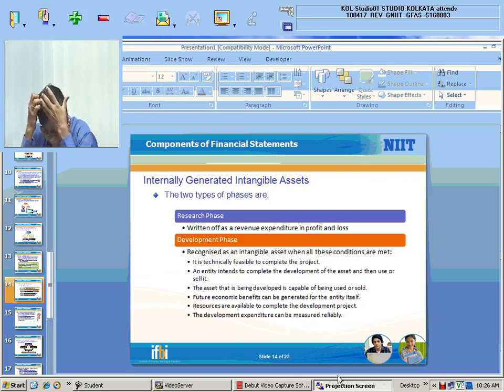Like, say, a pharmaceutical company developing a new drug. Every major pharmaceutical company usually incurs heavy expenditure on research and development for finding new drugs, new medicines. So there are two phases. One is the research phase, the other is the development phase. These two phases can be distinguished. Sometimes it is not possible to distinguish the phases, but generally these two phases can be distinguished.